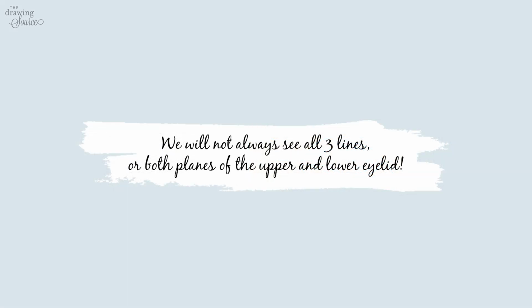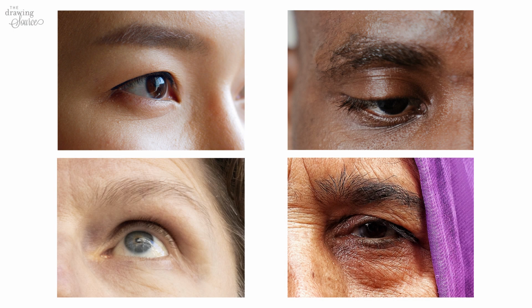But we will not always see all 3 lines, or both planes of the upper and lower eyelid. That depends on many factors. For example, on the type of eyelids our model has, and on the position of their eyes and head. Where the lines appear can also be dramatically different from one person to the next, because our eyes are all so unique.